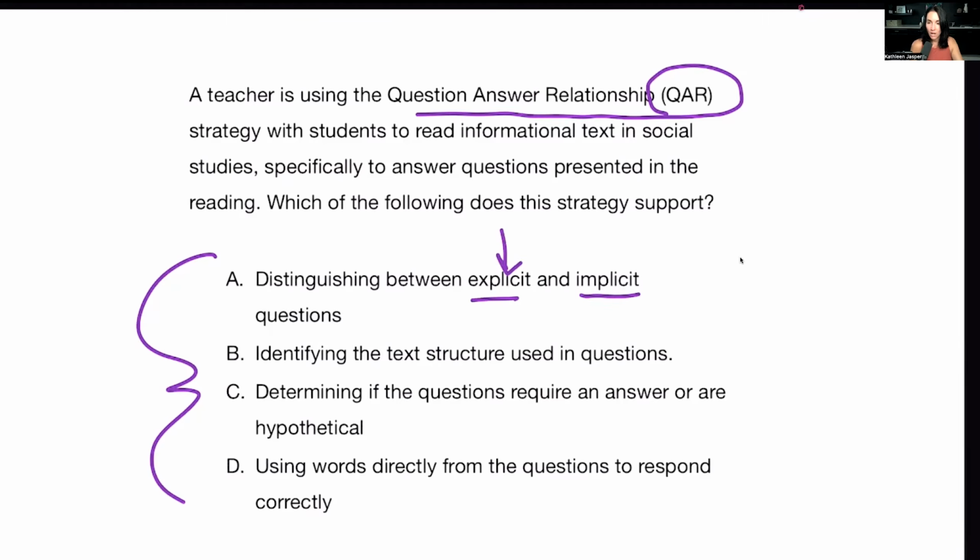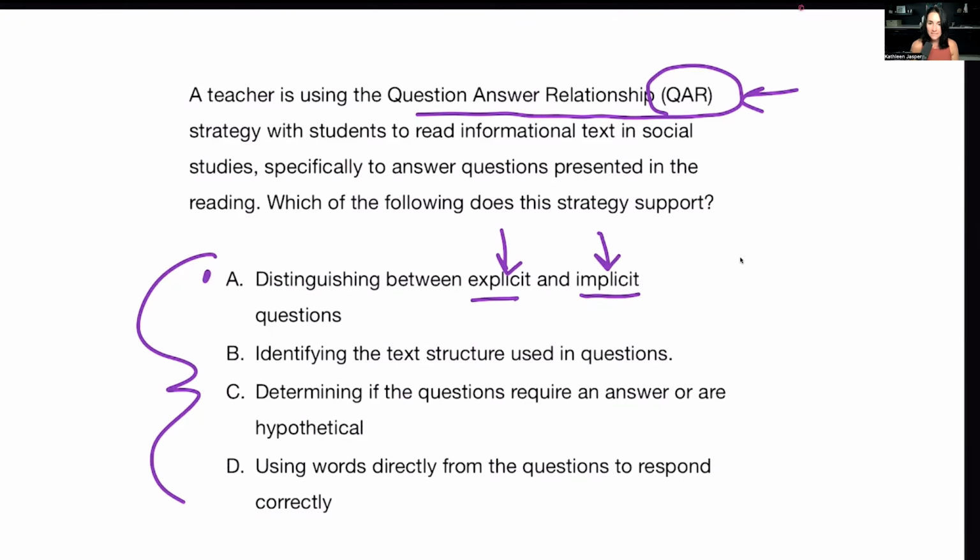You can put your finger on it. It's stated explicitly in the text. Implicit needs our inference. We are using information from the text, but it's not right there. We kind of have to figure the meaning out. And this is a big part of QAR. So I like A. I'm going to put a little dot next to it.